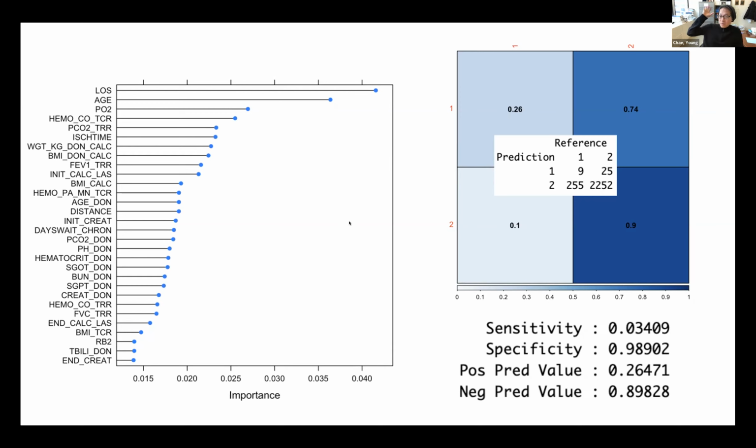And like a bootstrap, do they randomly pick 70 and 30 different ways, or is it a one-time thing? It's about 100 times, randomly selected. Okay. Let me check graft failure. Yeah, the specificity is pretty good, but sensitivity is terrible. So it's not a good model. They can't predict. Yeah, one is positive, two is negative. That's correct. Okay.